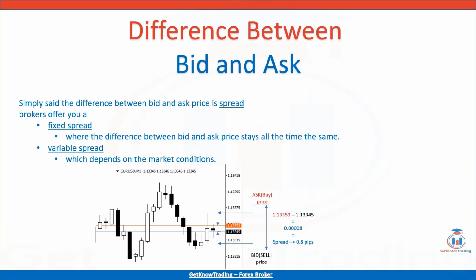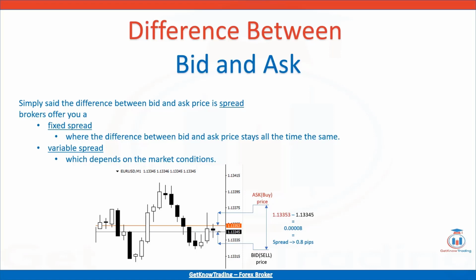It is the cost you pay to the market maker or a broker. The difference between bid and ask price is fluctuating all the time, so the spread can vary. But in some cases, a broker offers you a fixed spread, where the difference between bid and ask price stays all the time the same. Usually there is a variable spread, which depends on the market conditions.